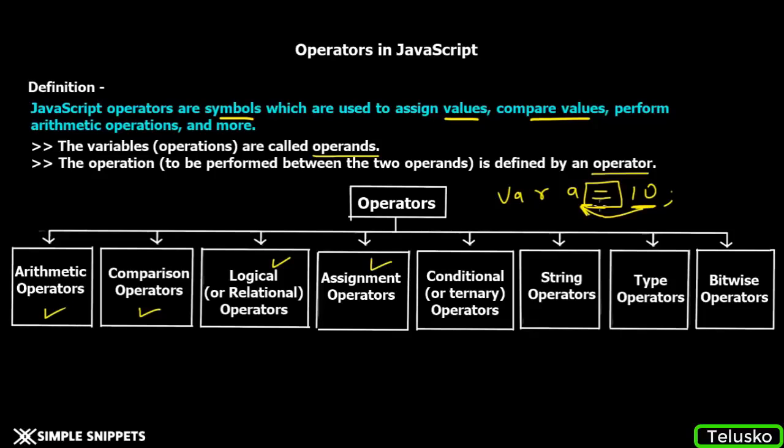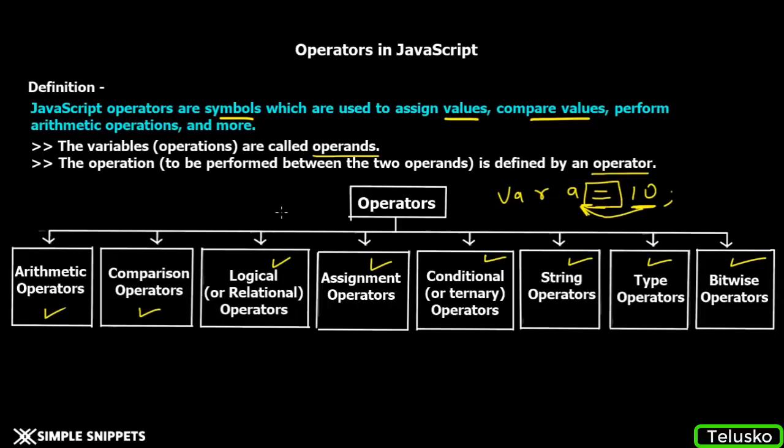Then we have assignment operators. We saw one equal to operator, which is a type of assignment operator. Then we have conditional operators which are used to check for conditions. We have string operators, type operators and bitwise operators. Obviously we are not going to take a look at each and every operator in detail in the practical part because that doesn't make sense, and in the further videos as we move ahead in this series, we are anyways going to be covering a lot of operators depending upon the program and the need.